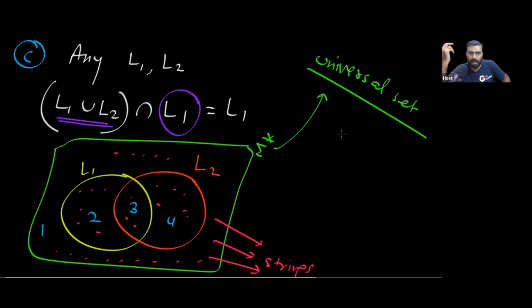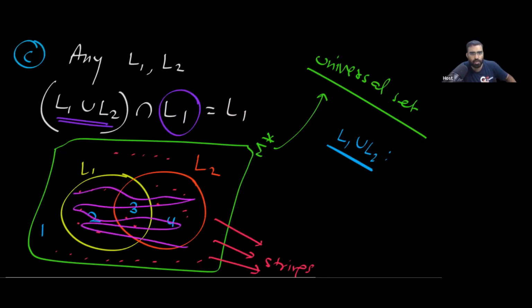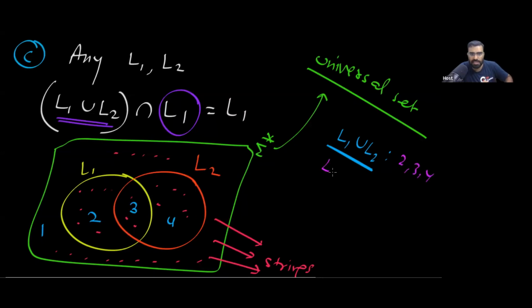So you tell me, how much area does L1 union L2 have? L1 union L2 means areas 2, 3, 4. Now, how much area for L1? L1 is 2, 3. Now you tell me, L1 union L2 intersection L1, how much area?